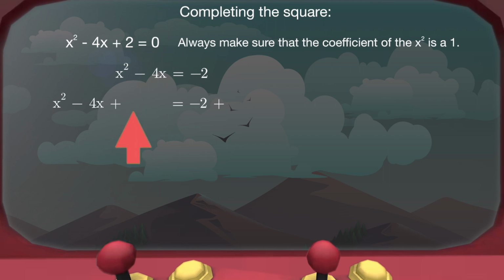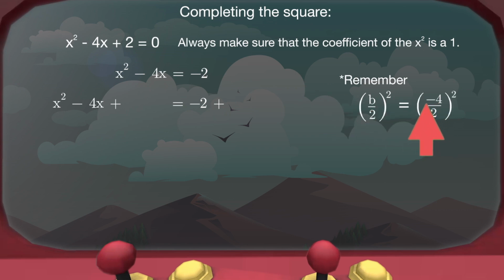Okay, so where do we get this term from? And here's another important thing for you to remember. And this is, we are going to make use of (b divided by 2) in brackets squared. So you have to memorize this. Now, what is this b? Well, it's the coefficient in front of the x. So it's a minus 4. So we're going to take this minus 4, put it in b's place, and we have (minus 4 divided by 2) in brackets squared. Now, this is the term that we're going to add both on the left side and on the right side.